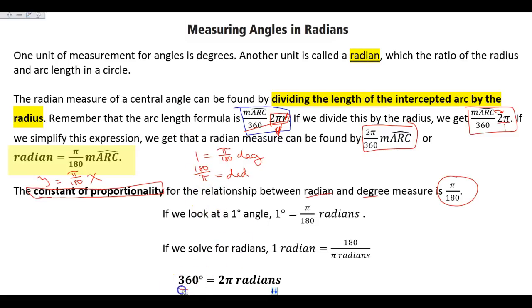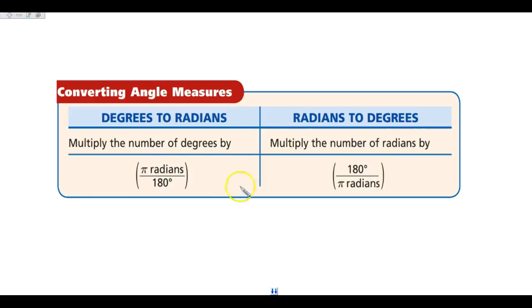If I were to plug in 360 degrees here, I would get 360 times pi over 180. That's going to reduce to 2 pi. So a full circle is 2 pi radians. The big thing you need to get out of that is: if I am trying to convert angle measures from degrees to radians, I'm going to multiply the number of degrees by pi over 180. If I'm converting from radians to degrees, I'm going to multiply the radians by 180 over pi.